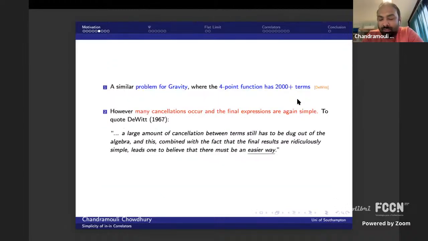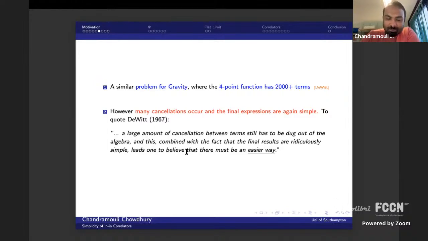Before this, in an old paper by DeWitt, in one of his famous series of quantum theory of gravity papers, when he computed the graviton 4-point function, there's a very similar problem. The 4-point function in gravity, again, is not very easy to compute, and it's not an example that you do in your QFT courses. This is because the 4-point function often requires you to sum over 2,000 terms. And again, in this particular paper, DeWitt actually managed to do that heroic computation. And he again noticed that there were many cancellations which occurred, and the final expression was again very simple.